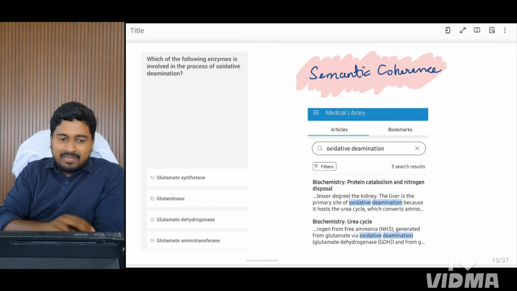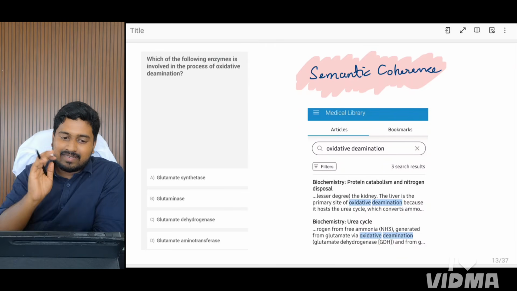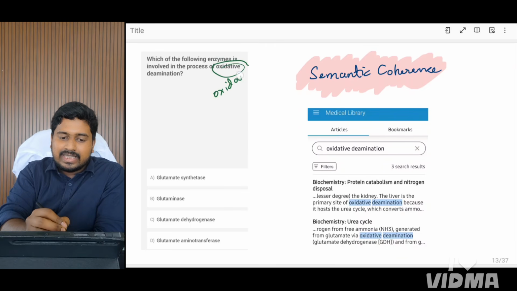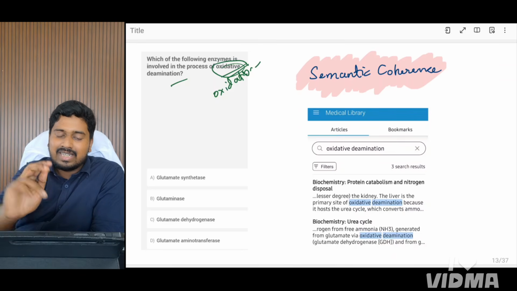Okay. Next, very important, very common. Even a class 12 student, class 11 students also can solve this. See, what is the meaning of this? Oxidation. Next, oxidative deamination. What is the meaning of oxidation? You had studied this in your class 11th and class 12.